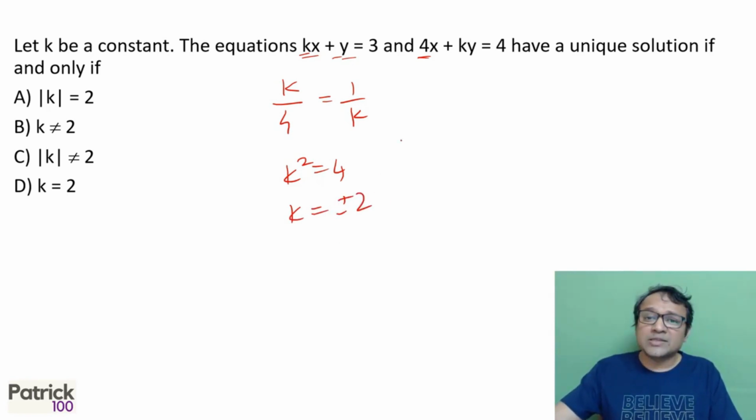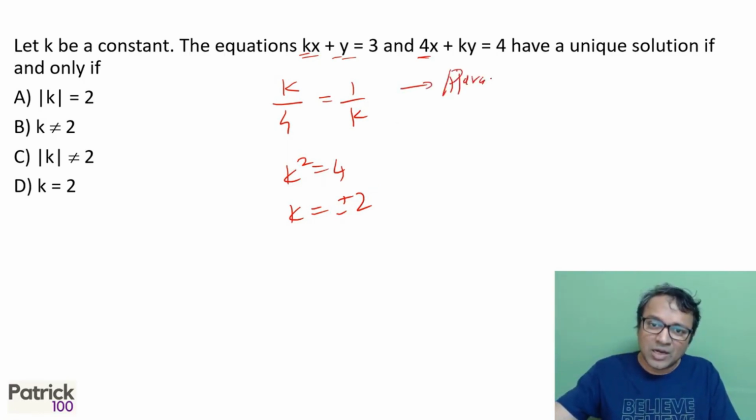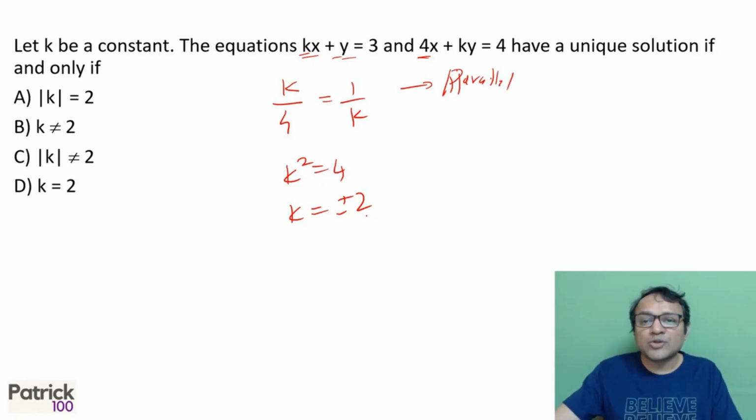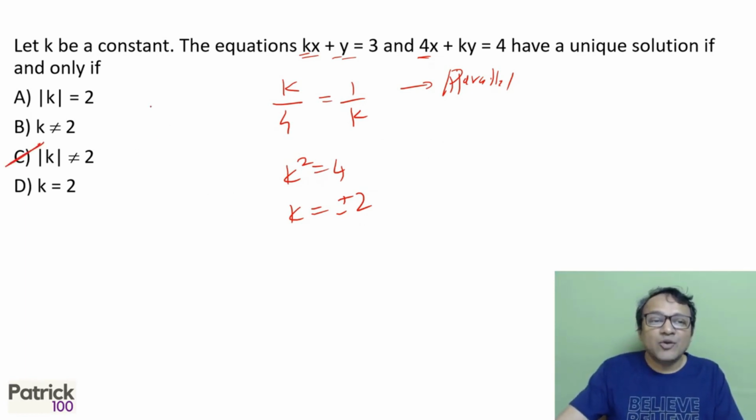So at these points, they will not have a unique solution, because this is when they are parallel. When they are parallel, they will not have a unique solution. To have a unique solution, k should not be equal to 2. C option.